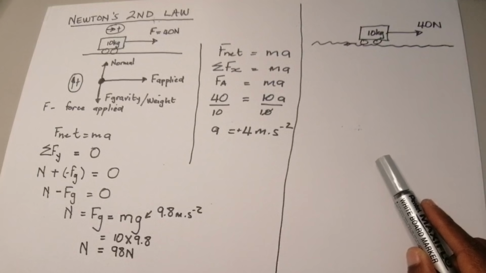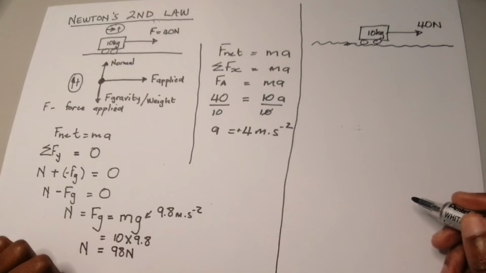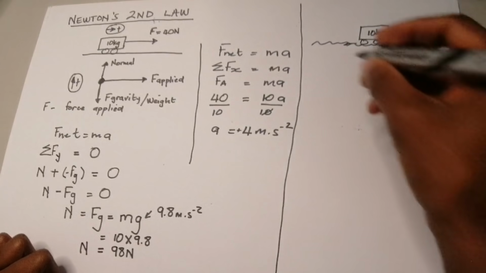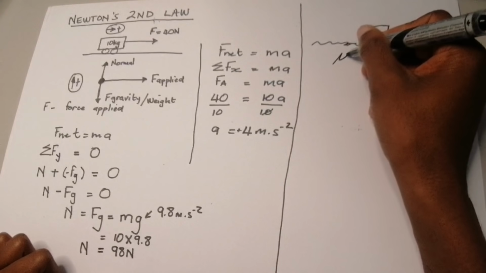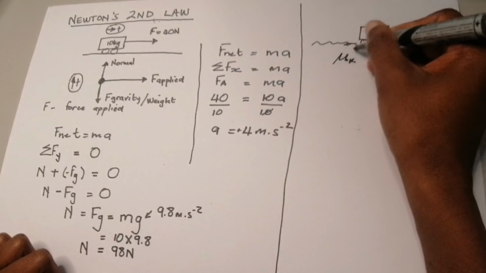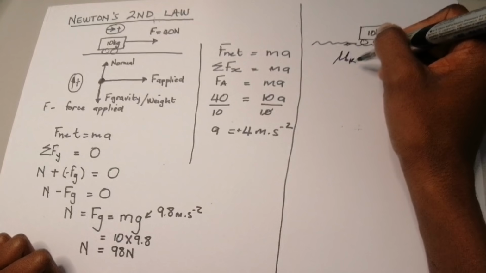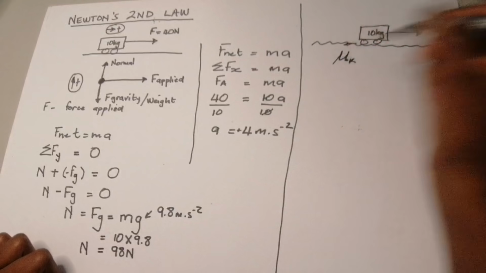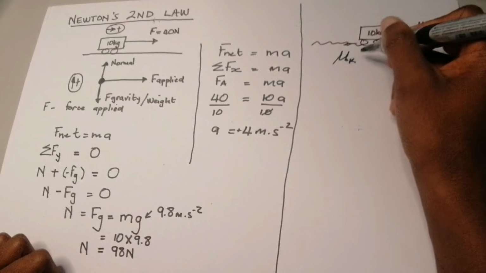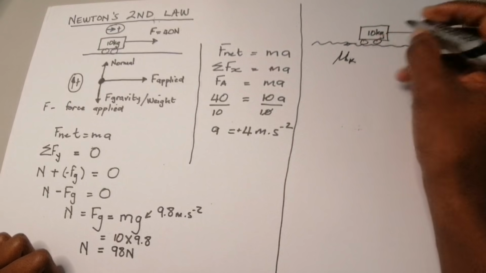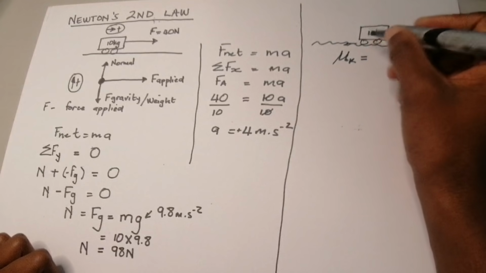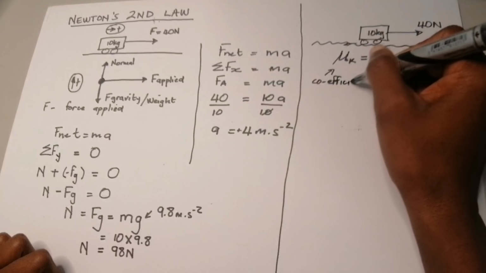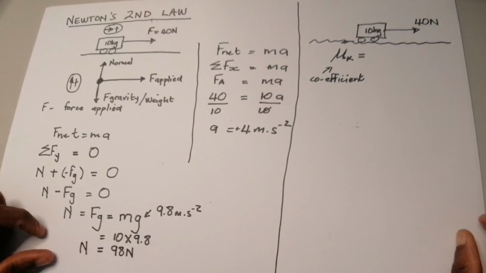Now, how do we calculate friction? Let's say you were given that this is a rough surface. What may be given is what we call the coefficient of friction. If it's a static object, it will be mu s. Mu is a Greek symbol. So mu k is what we call the coefficient of friction, or friction coefficient.